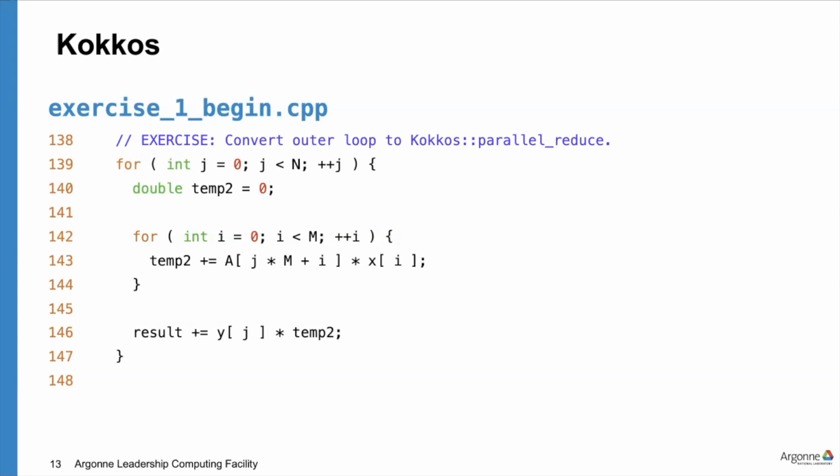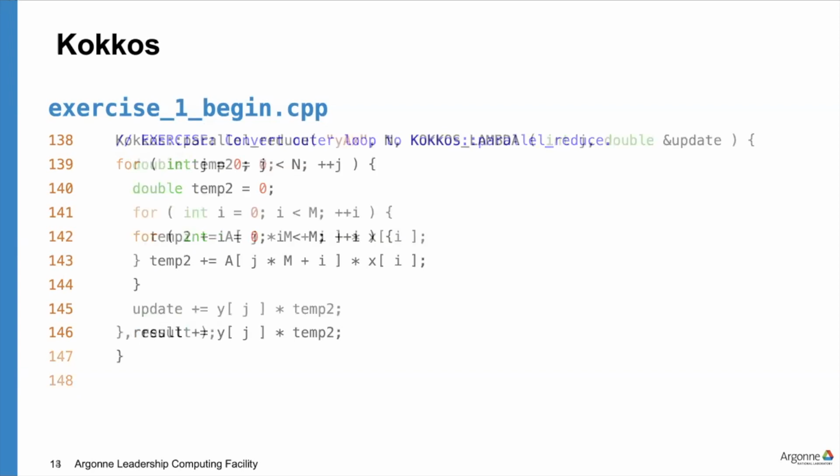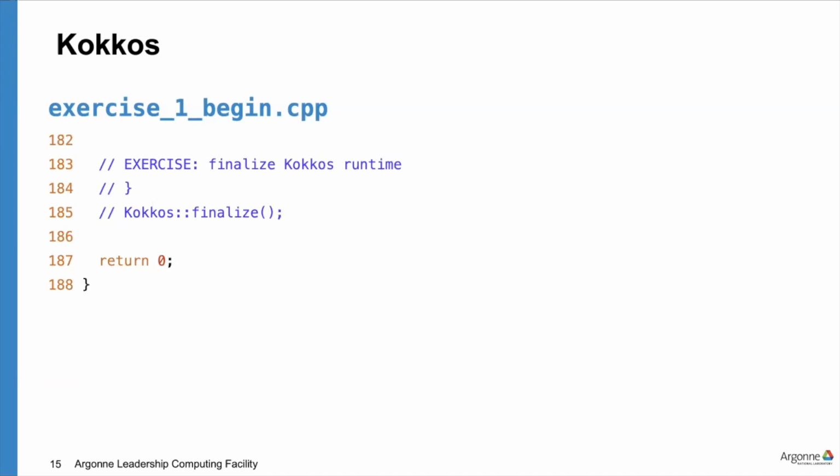And there's going to be a parallel reduce. And then you need to finalize the Kokkos runtime. So basically, kind of like MPI, where you initialize and then finalize, in Kokkos you're opening a scope and closing a scope, basically for main execution.